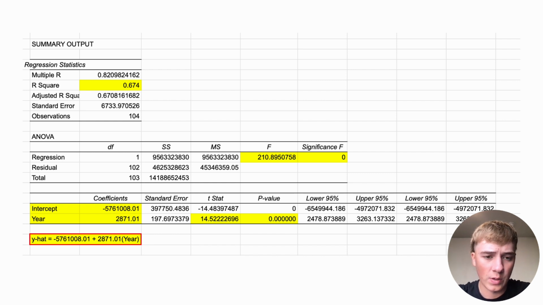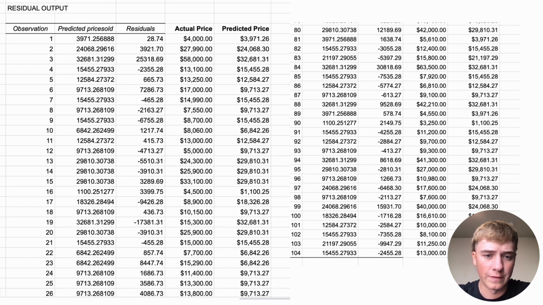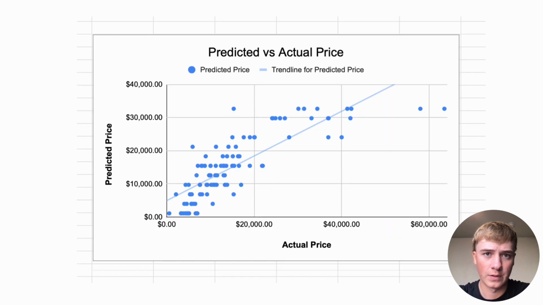We could then create our y-hat equation using the coefficients. We used the intercept coefficient and added that to the year times the year coefficient. From there we could do our residuals. We had 104 data points, and that gave us the predicted price sold and residuals, and then I added the actual price and predicted price. It was easier to visually look at, but also allowed us to create our actual versus predicted scatter plot. So here was our actual versus predicted scatter plot.